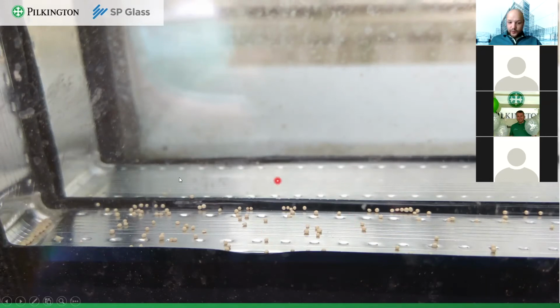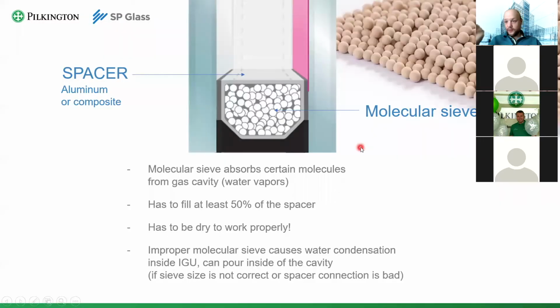Now, we'll be talking about the molecular sieve. These are round granules positioned inside your spacer, and they serve a very specific purpose. They should absorb all the water vapors from inside of an IG unit, making the gas inside the IG unit completely dry. Now let's talk about how these granules do it.